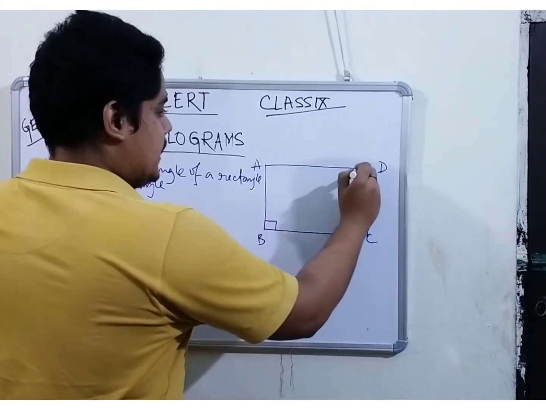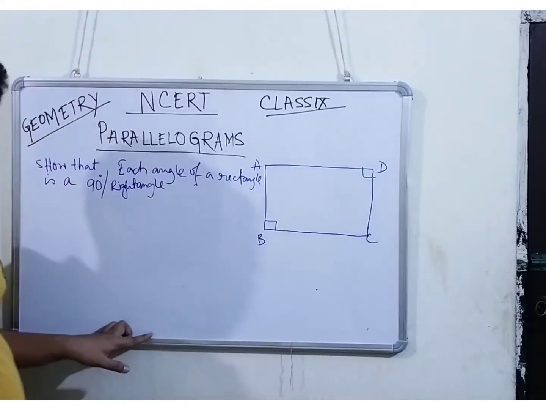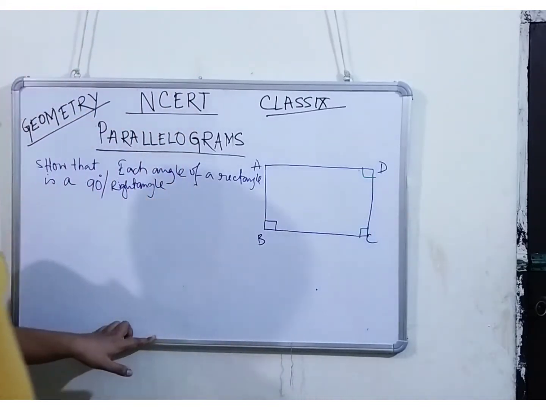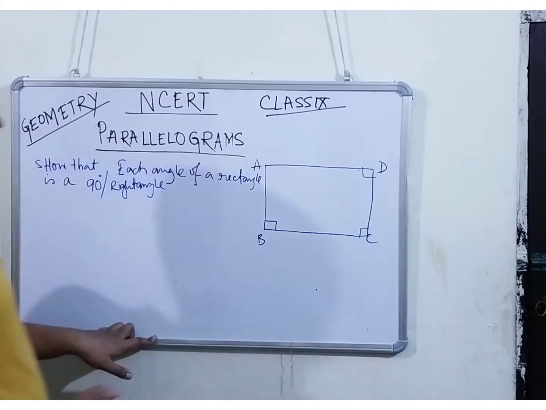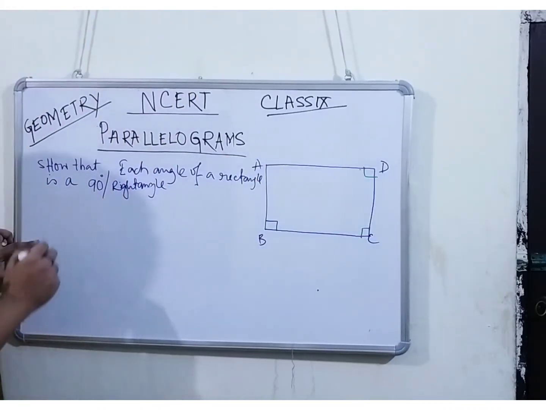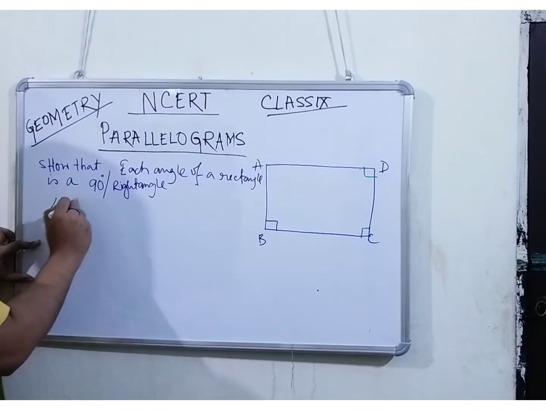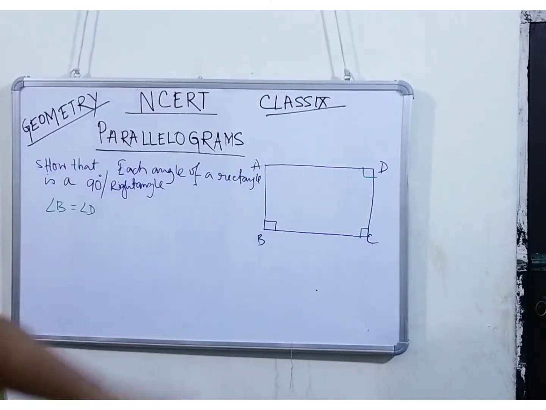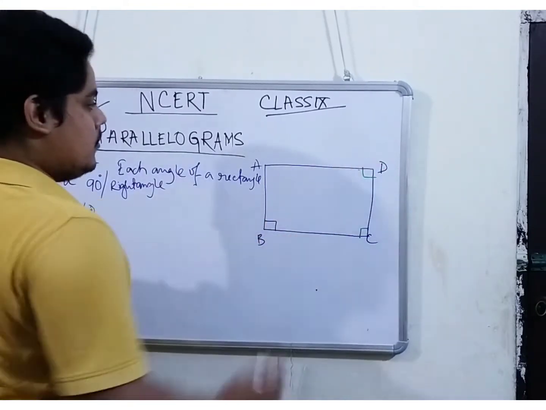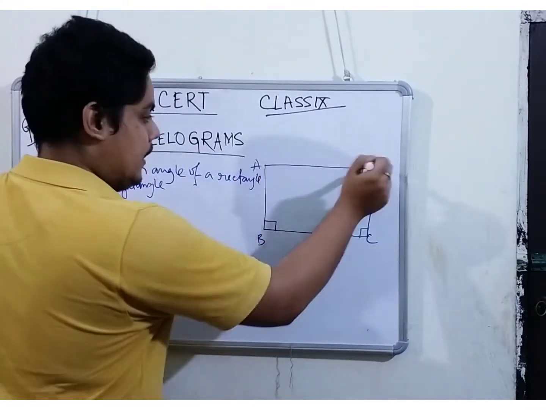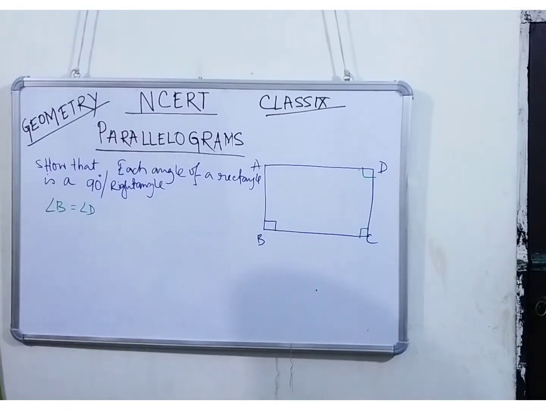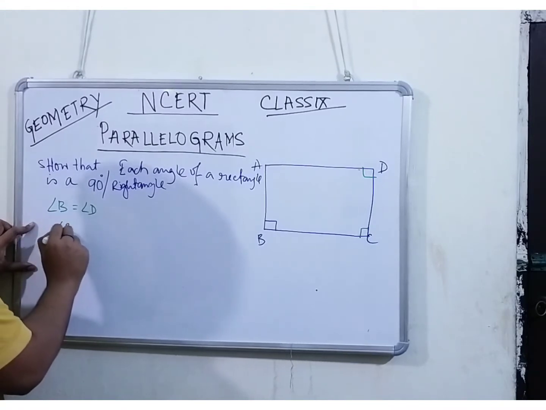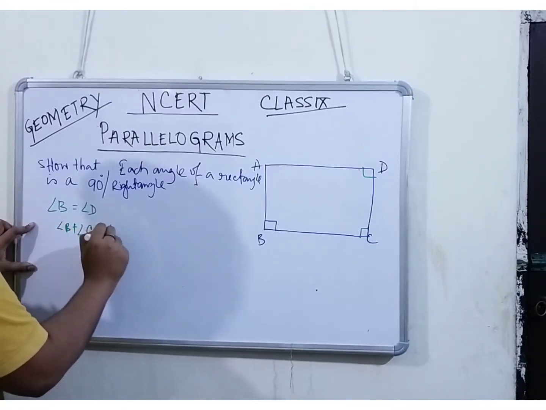So if we add both the two angles B and C, it will be 180 degrees. Angle B and angle D will be equal. It is a property of a parallelogram that the opposite angles are equal. Why? Because the opposite sides are equal. And not only that, these two angles, if we add them, we will get 180 degrees.